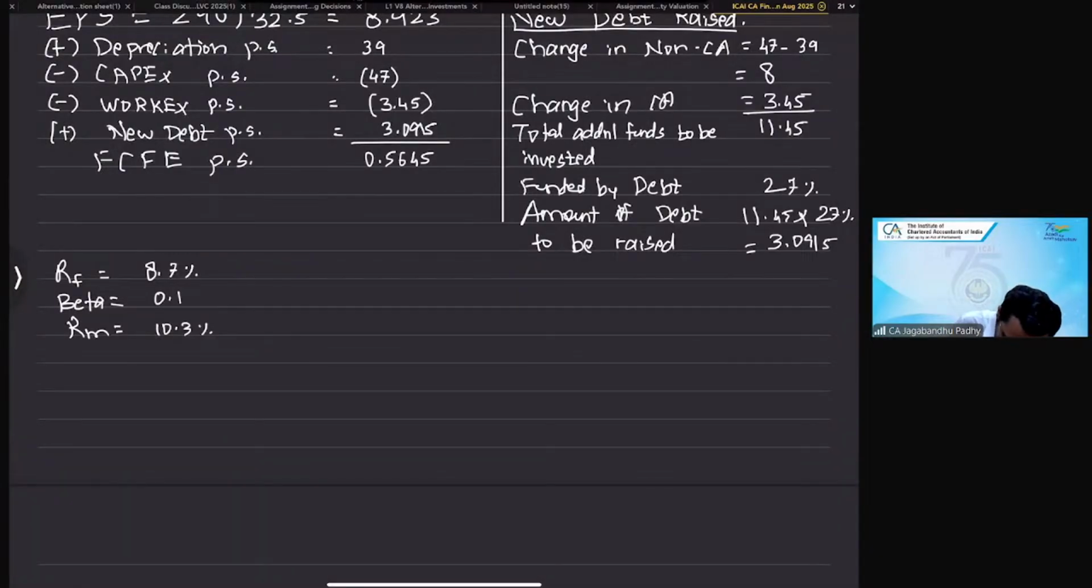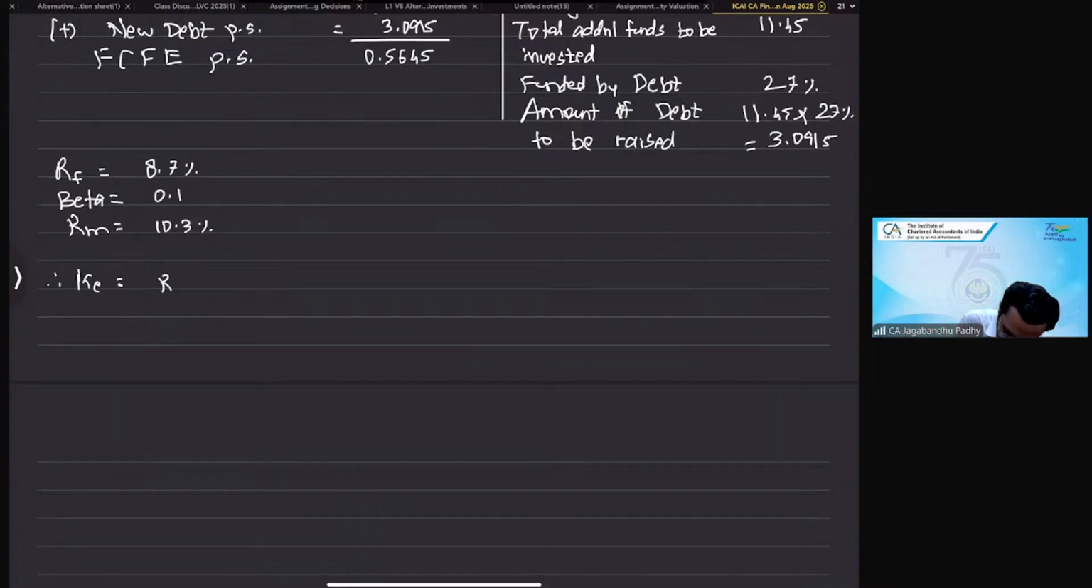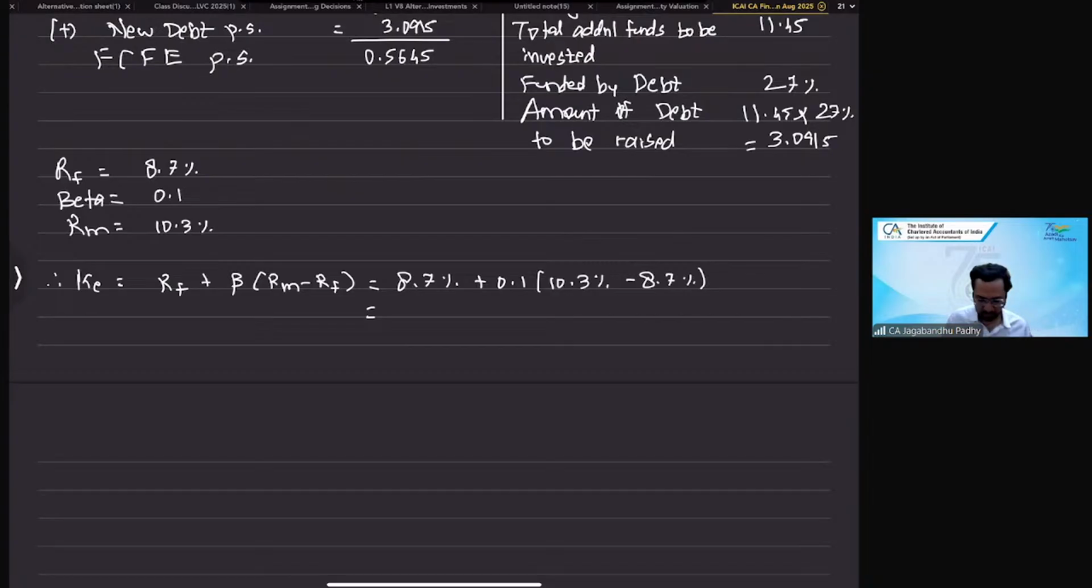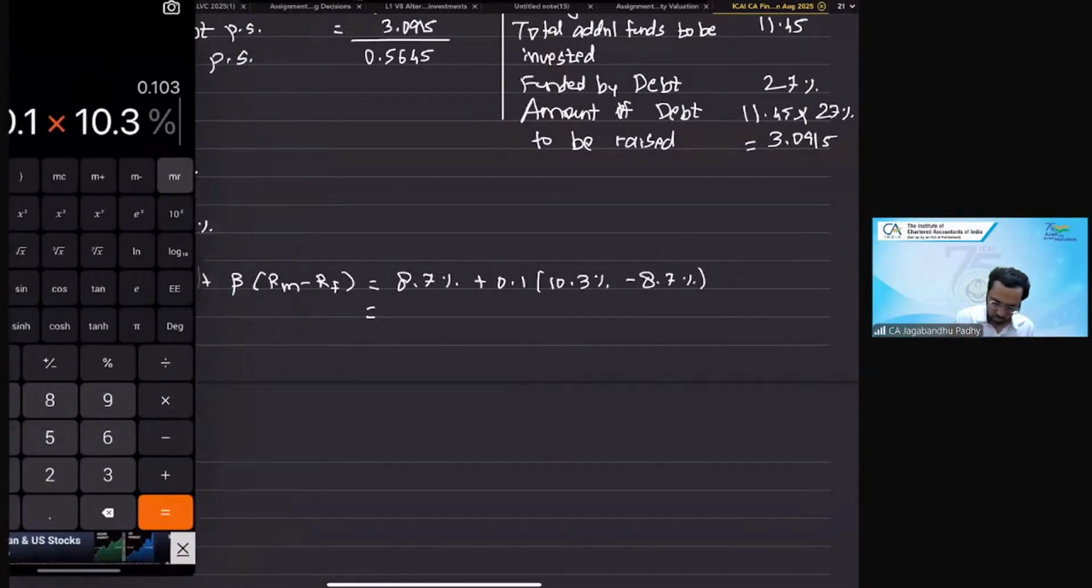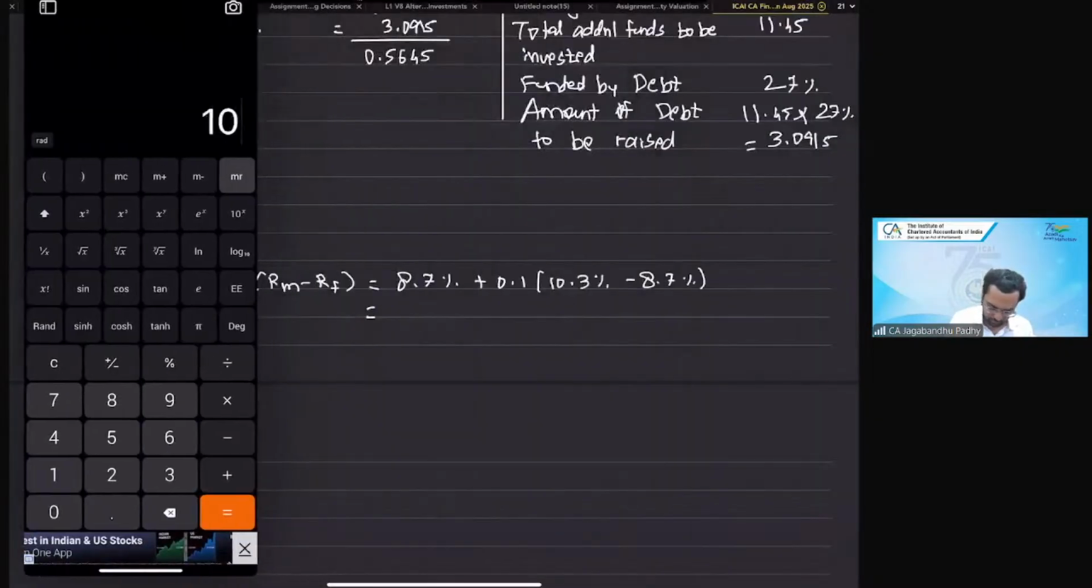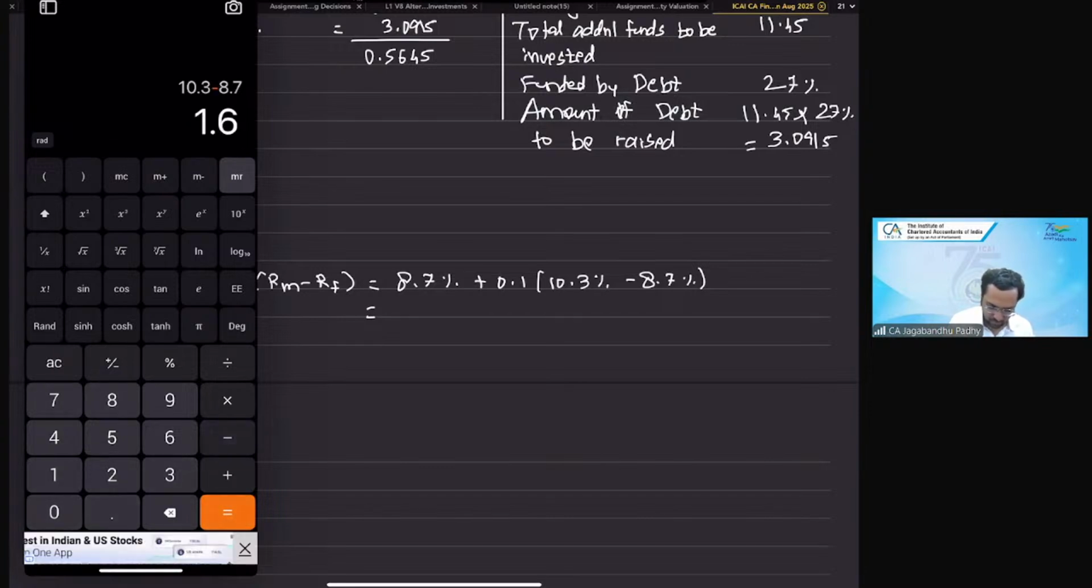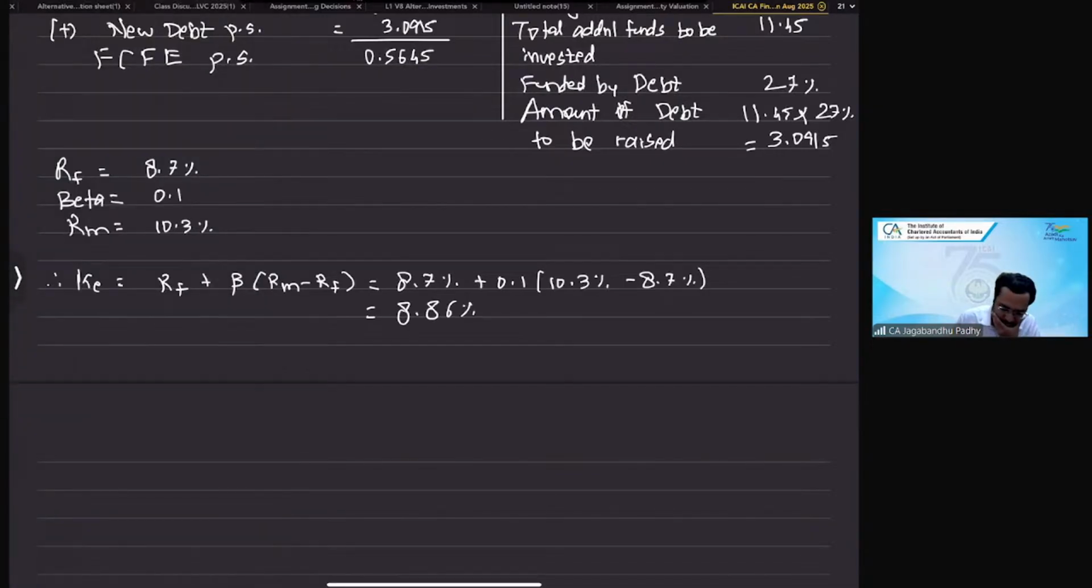Okay. So what will be the KE over here? KE will be RF plus beta into RM minus RF. So RF is 8.7% plus beta is 0.1 into RM, which is 10.3%, minus 8.7%. We need to take the difference first: 10.3 minus 8.7 is 1.6, into 0.1, plus 8.7, which is 8.86%, right?